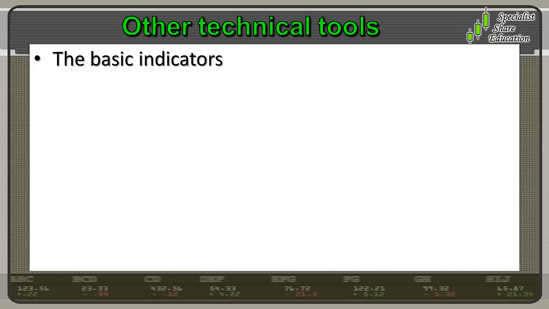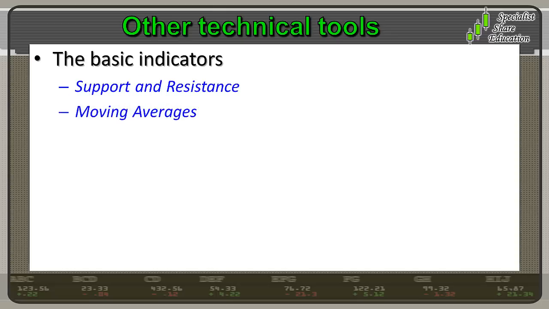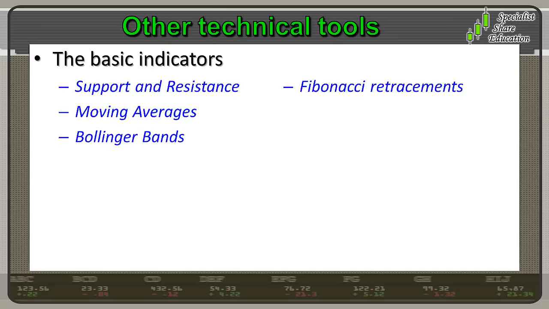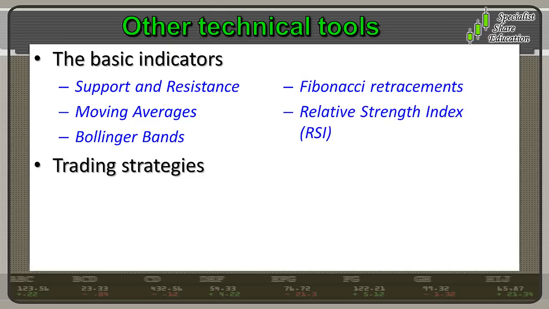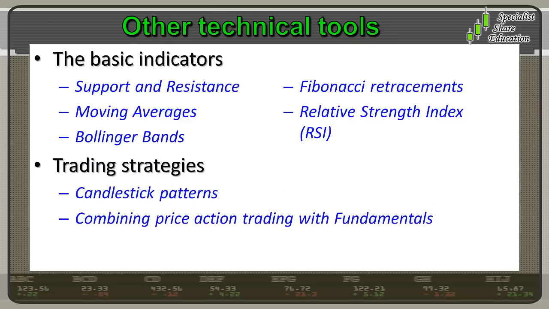So that's it for an explanation of the MACD. I'm going to be looking at other indicators in this series, and they will include support and resistance lines and how to use them, how to use moving averages. We'll be looking at Bollinger Bands, Fibonacci retracements, and also we'll take a look at the Relative Strength Index. Also in the series, I'm going to be looking at trading strategies, candlestick patterns that can give you an edge on the market, and combining price action trading with fundamentals as well. So everything that you need to know about technical analysis and trading in general is contained in this series.